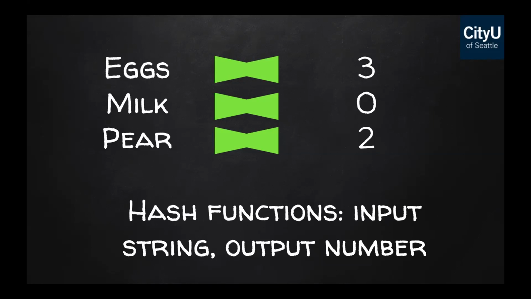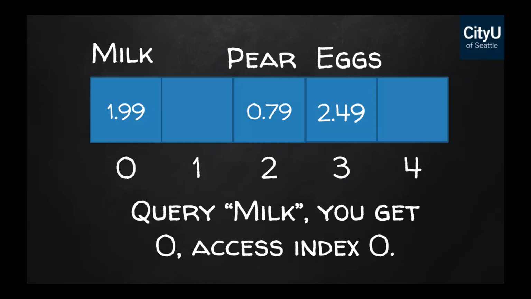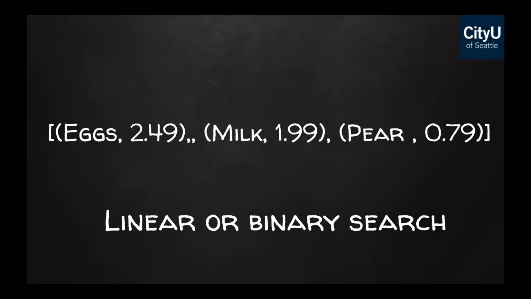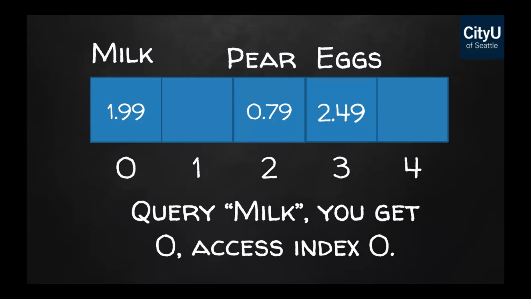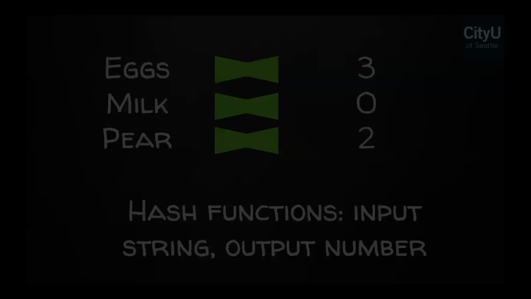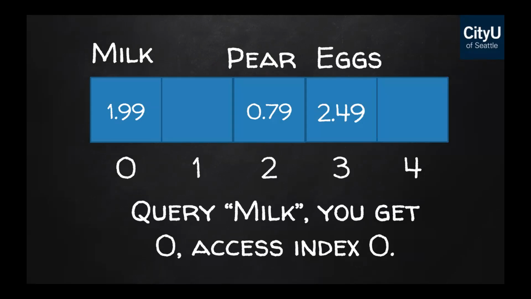So now what do we do with those? We have an array again. Instead of putting items alphabetically and having to either linear search item by item or binary search, dividing and checking the middle, we can now map the value of milk from the hash. Going back, milk has the value of 0, and let's say the value 0 pertains to index 0 in the array. Now we can store the price there. Same thing goes with pear and eggs.